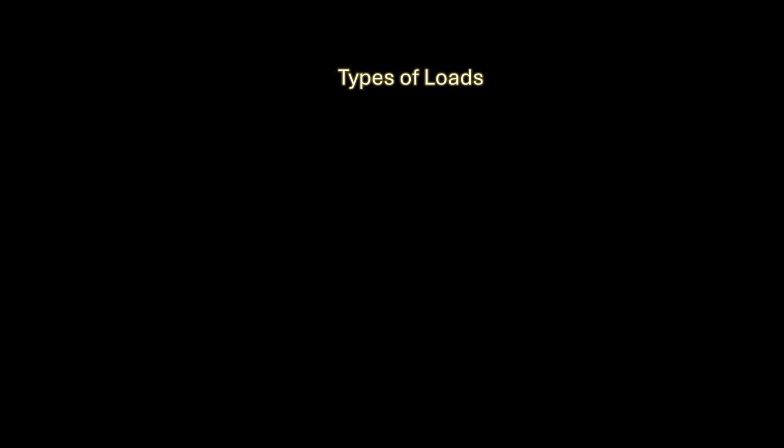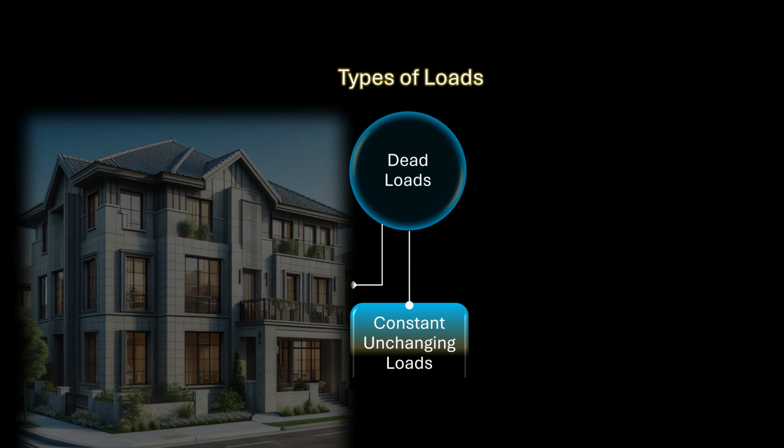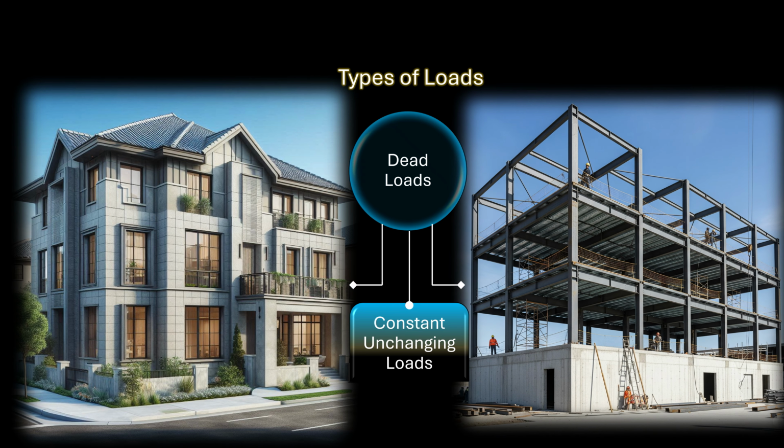Before we get to earthquakes, let's set the stage by exploring the different types of loads that act on structures. Dead loads are the constant, unchanging weights of the structure itself. They include elements such as the concrete or wood floors, steel beams, roof tiles, and other elements used in construction. Dead loads are calculated by summing the weight of all permanent components.